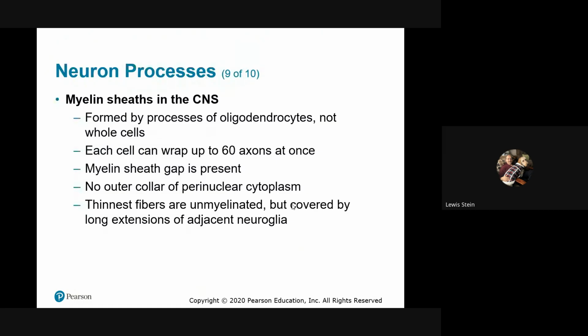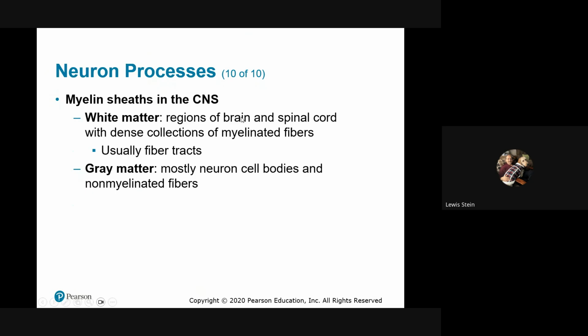Same illustration. So in the central nervous system, oligodendrocytes, remember, about 60 axons at once. The sheath gaps are still there. They don't have that outer collar. And again, unmyelinated, but those areas are still covered by astrocytes, adjacent neuroglia. So again, white matter, we talk about white matter in the brain and spinal cord, the tracts. Gray matter is everything else.